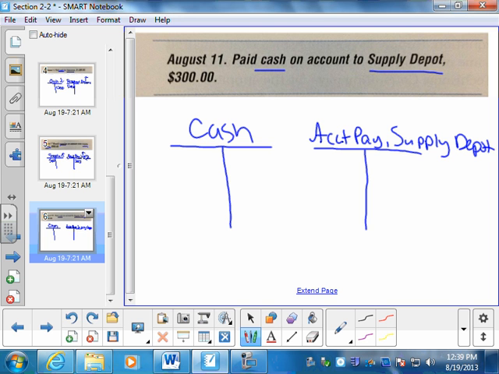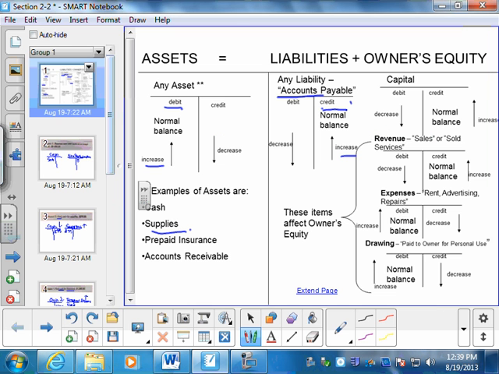Now, what's happening to the company's cash? We're paying it out, so our cash is going to go down. Our account payable, the amount of money that we owe Supply Depot, it's going to go down as well because we're going to owe them less money. So our balance with Supply Depot is going to go down as well. So we want to go up here and we want to say, okay, how do we make our cash go down? Well, cash is an asset, and if we want to decrease cash, we're going to do it with a credit. And our account payable is a liability.